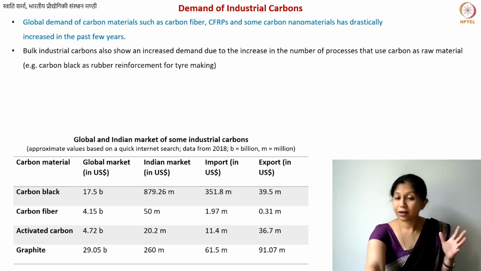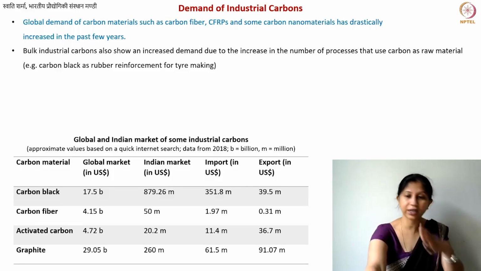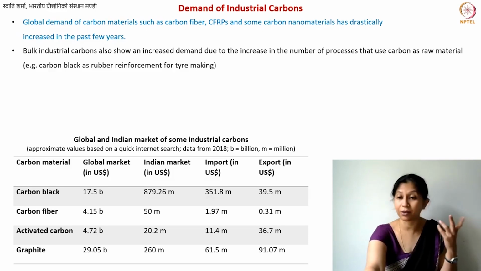Now, other bulk industrial carbons, you can see from here, also show an increase in demand. So these are just the numbers of the current market. But even if you project the demand, for example, for graphite, it's not that once we have more advanced carbon materials like carbon fibers and nanomaterials and so on, that does not really mean that the graphite demand has gone low or it has even become saturated or stable. No, the demand for all the carbon materials is increasing.